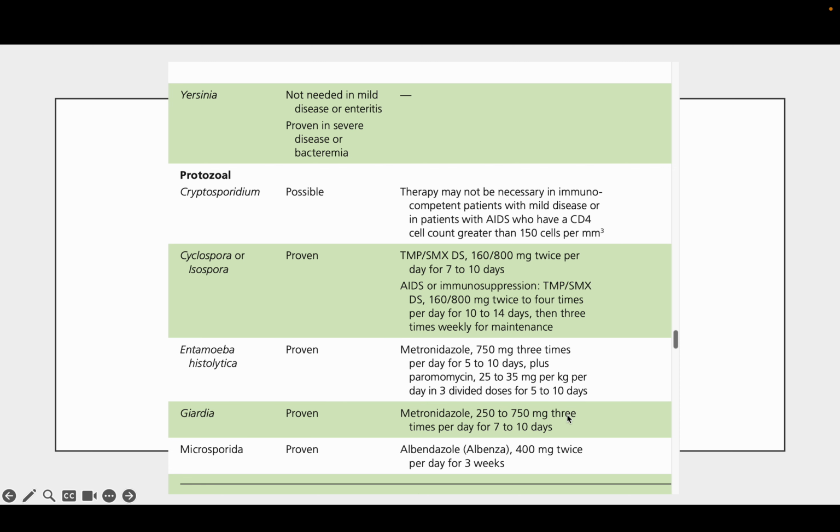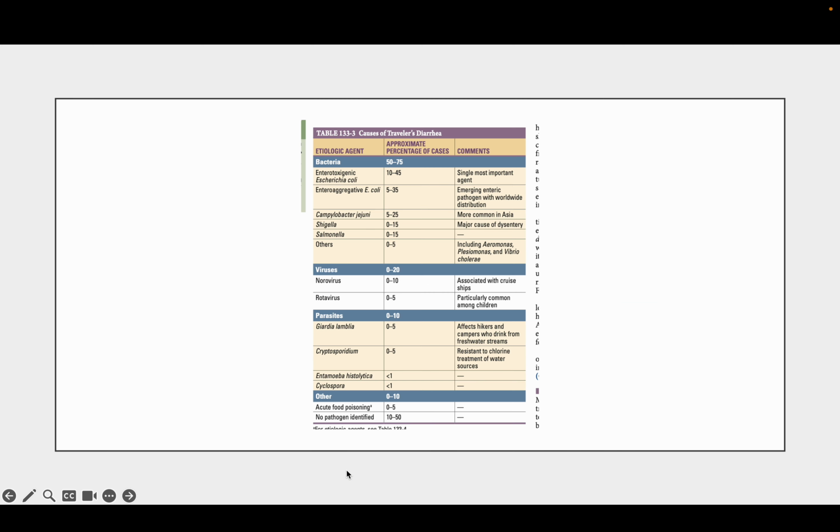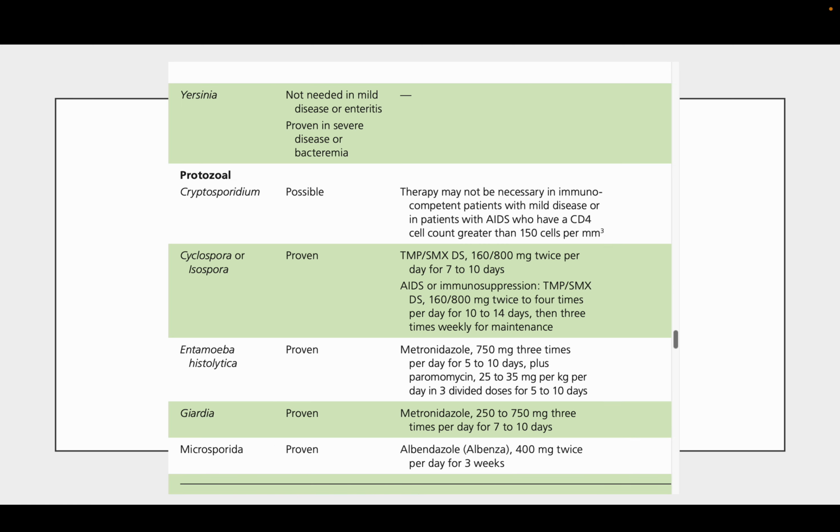Giardia, metronidazole again should be given in all cases, if the duodenal aspirate or culture is done. Microsporidia is also a small bowel diarrhea. In that, albendazole is given. So these are the things where you can give treatment. The exceptions: in non-severe Salmonella or non-typhoidal Salmonella, you need not give antibiotic therapy routinely, and the Widal test should be interpreted with caution.